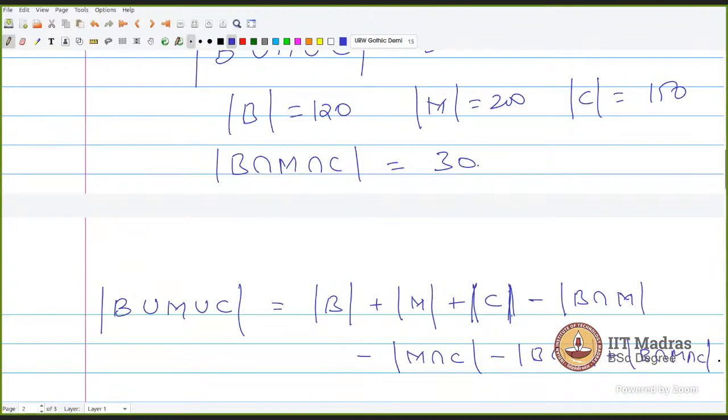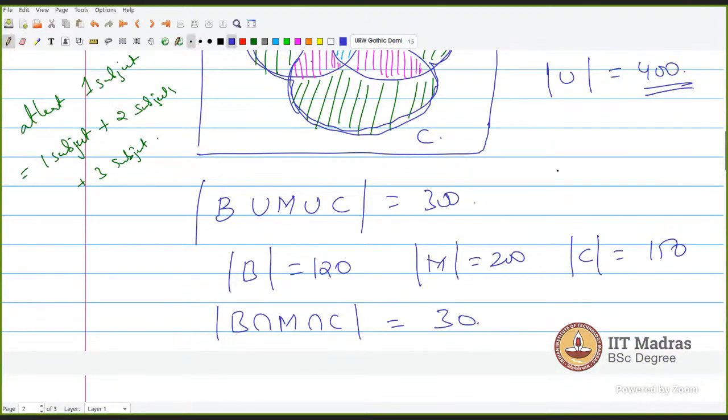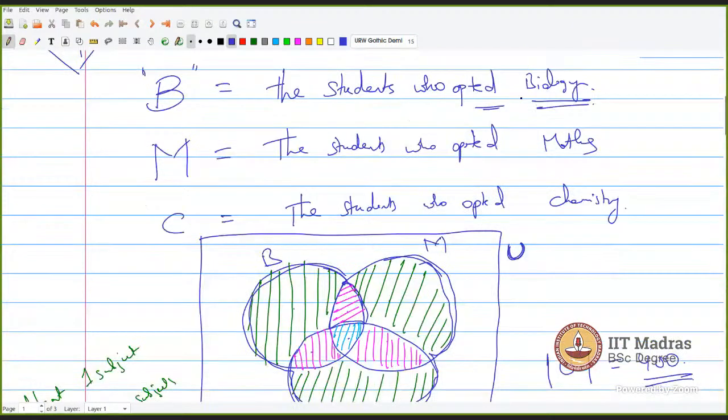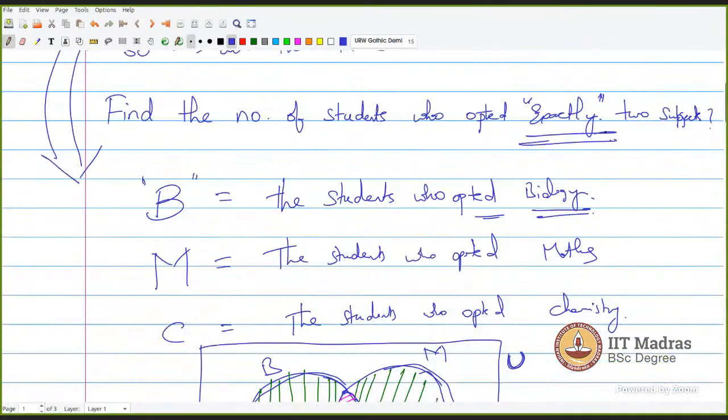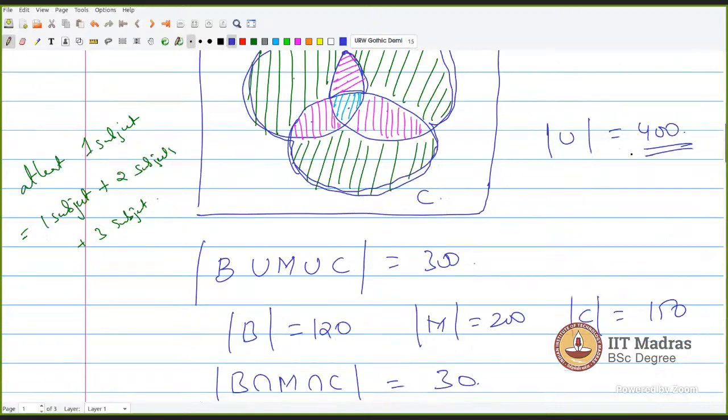What is the question actually? What are they asking us? Find the number of students who opted exactly 2 subjects. So here the question can be of different kinds. We can ask you exactly, at least, or at most. What does at most mean? At most 2 subjects means maximum 2 subjects. It's the opposite of at least.